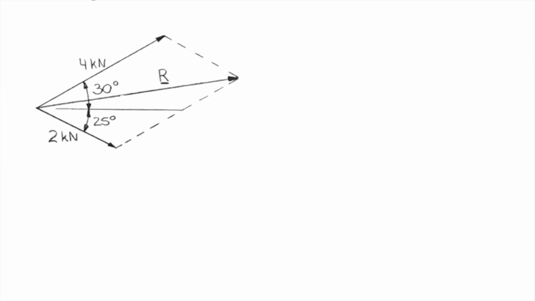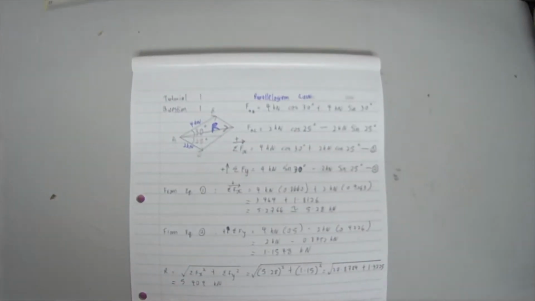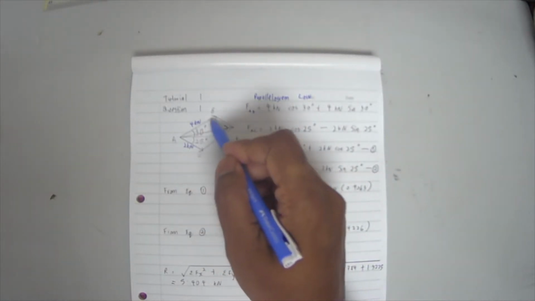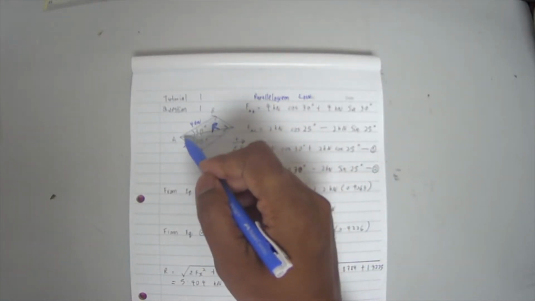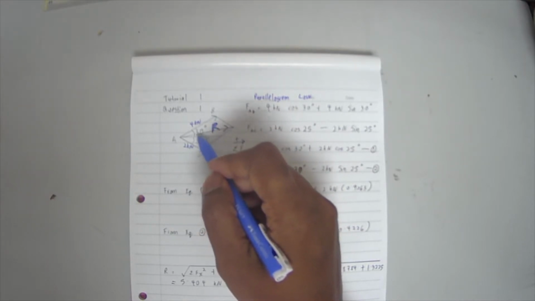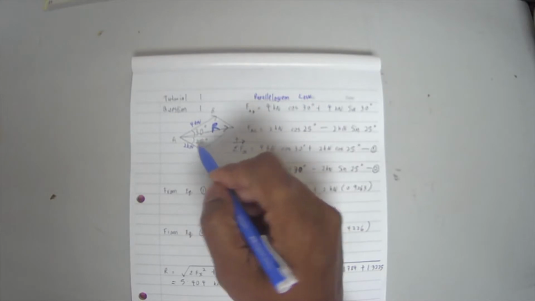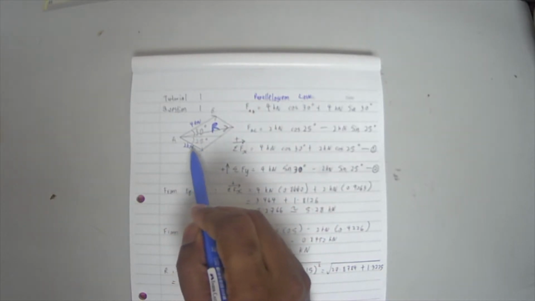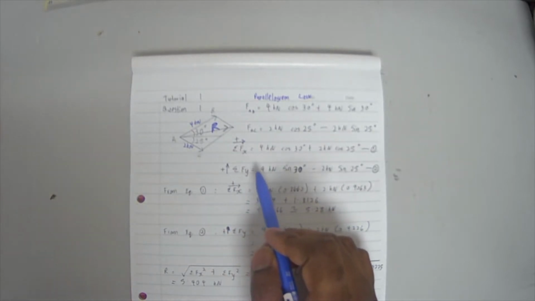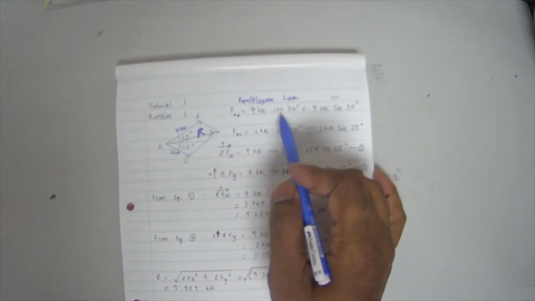First we draw the free body diagram here. The question for tutorial 1, question 1, is the car A being pulled by rope B and rope C. Rope B is given by 4 kilonewton at an angle of 30 degrees. Rope C is given by 2 kilonewton at an angle of 25 degrees. Now we are going to solve using the parallelogram law.